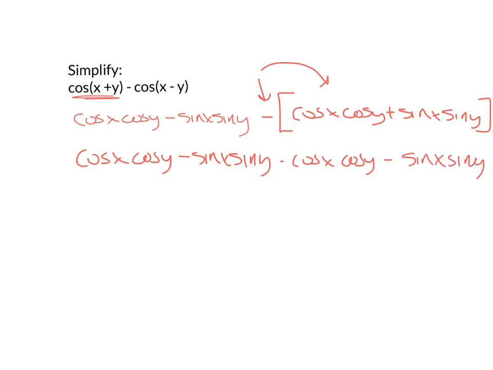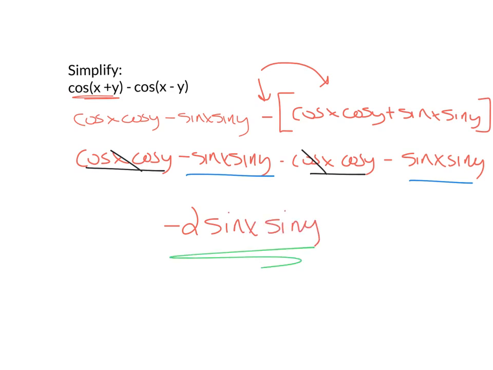And what I notice is this and this, those two terms, are opposites of each other. So they're out of here. They're gone. The second thing I notice is if you look at this and this, they're really the same. They're both negative. So I'm just going to add them together and get negative 2 sine x sine y. And guys, that's it. That's as far as you can simplify it. That's all you can do.